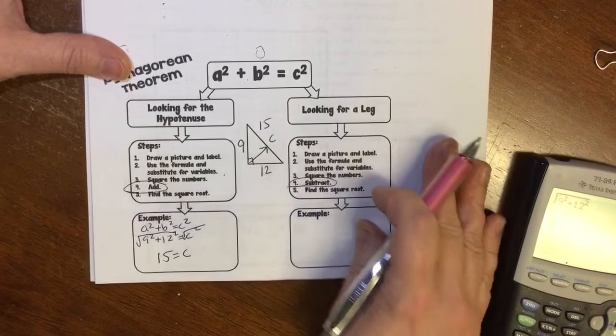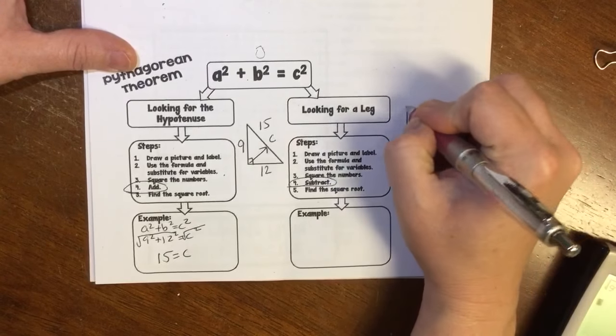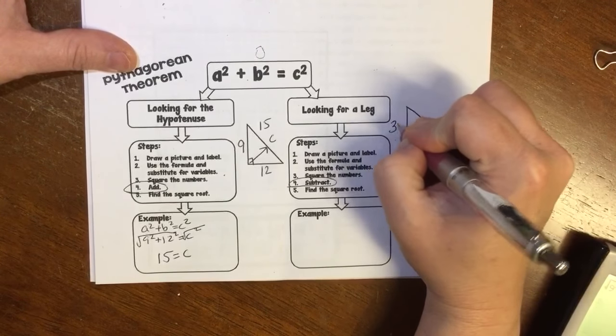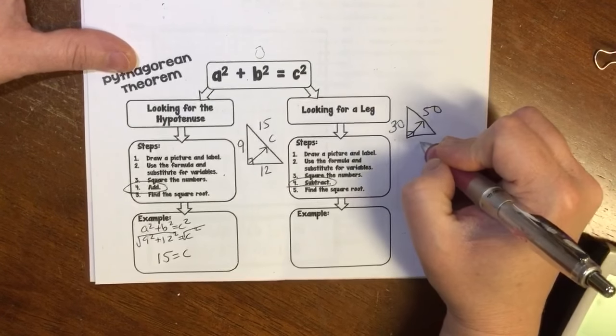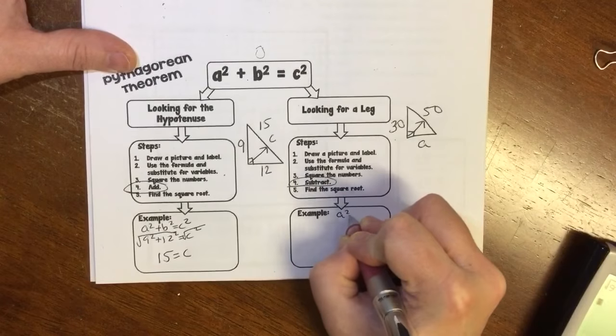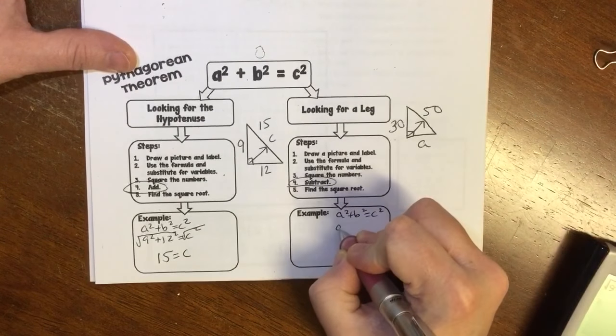All right, when I solve for a leg, though, I'm going to have to subtract instead of add. So we're just going to create another example problem. And one of the sides is going to be 30, one's going to be 50, and I'm going to solve for the other one. So a squared plus b squared equals c squared. I'm just going to plug these numbers in.